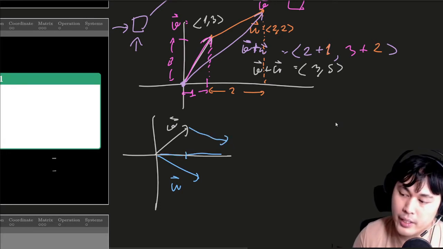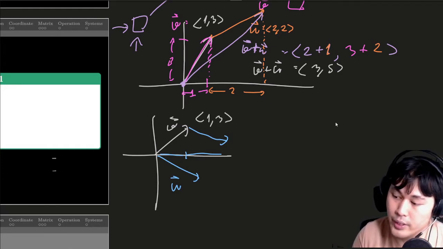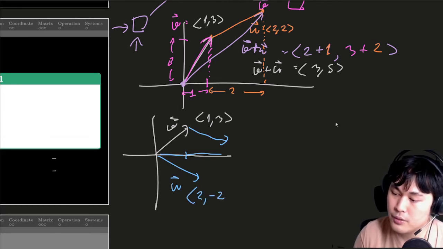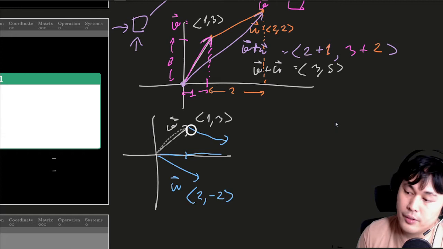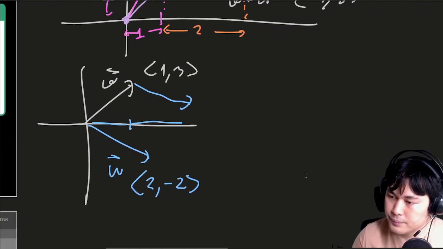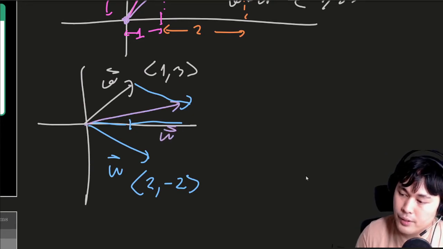And the y coordinate, actually let me give you an example again. Let's say u is 1, 3 and v is 2, minus 2. And so the result of these two vectors combined, let me zoom in. You combine them, you get this addition, and that's the result of u plus v.